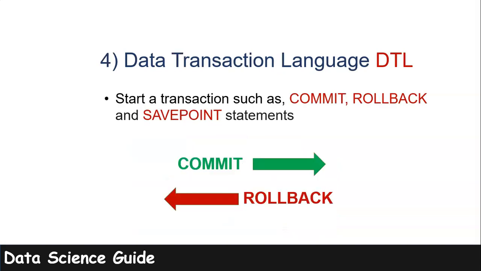The fourth part is called Data Transaction Language, DTL. In some cases, we want to execute SQL commands as a package, so either all of them are executed or cancelled. So commit is to commit all the package, and rollback is to return to the original state.